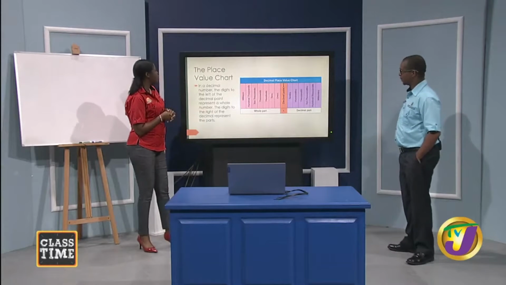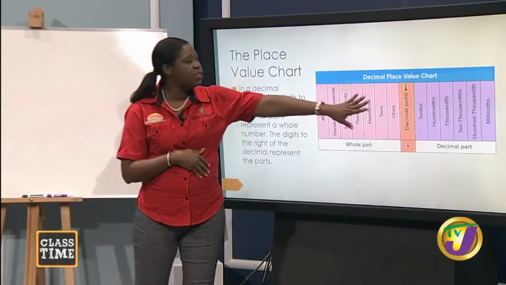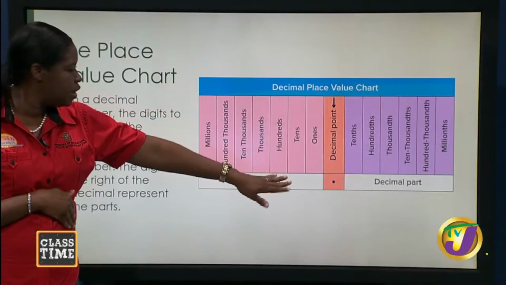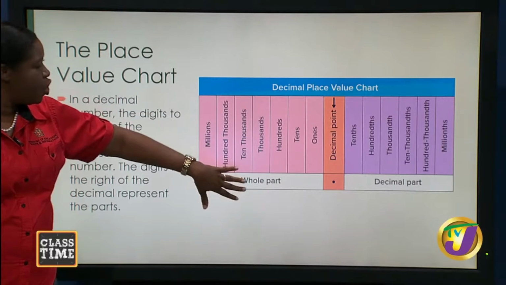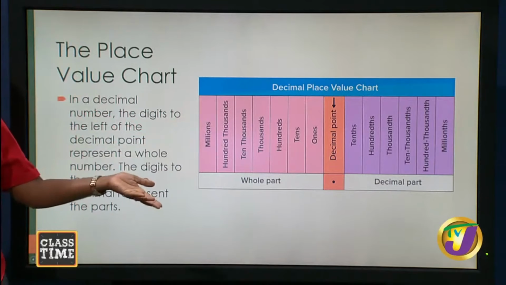Okay. All right. So we'll be focusing on the place value, decimal places. Over here we'll have the whole numbers, and on that side we'll have the decimal parts, which would be our fractional parts. Okay?